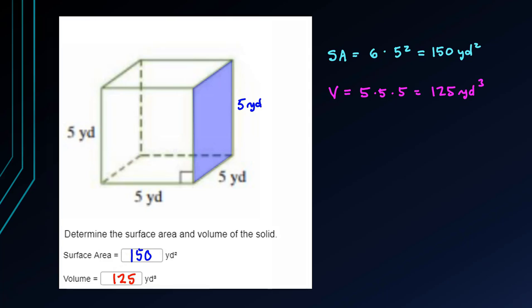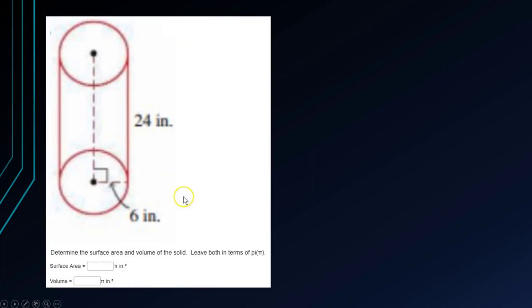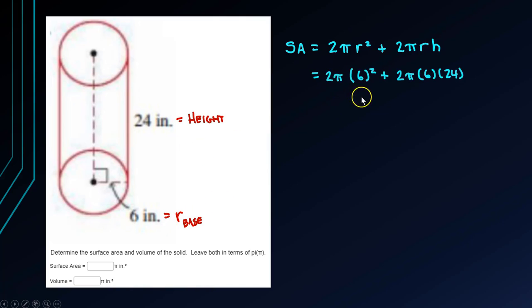In the next one you were given in this example, you had a cylinder. It has a 6-inch radius, and that's the base, and a 24-inch height. Using the formula of surface area equaling 2 pi r squared plus 2 pi r times h, all I'm going to do is put the two values in. This is r, this is the height. So 2 pi times 6 squared plus 2 pi times 6 times 24 gives me 72 pi plus 288 pi, which gives me 360 pi, and that's in square inches.